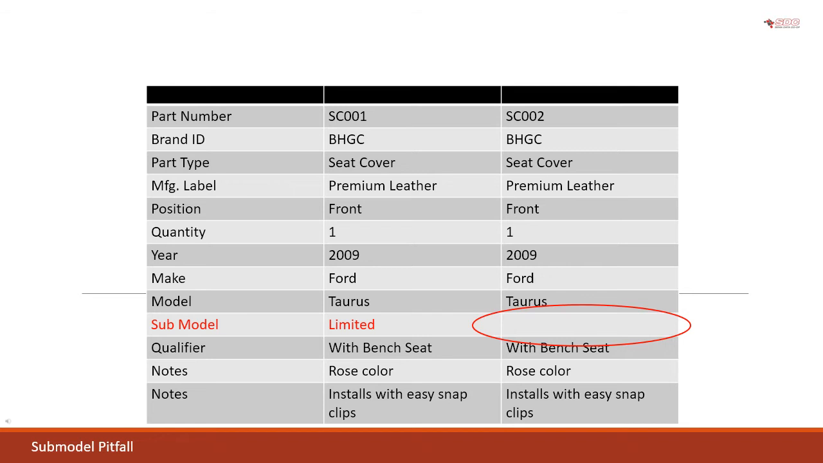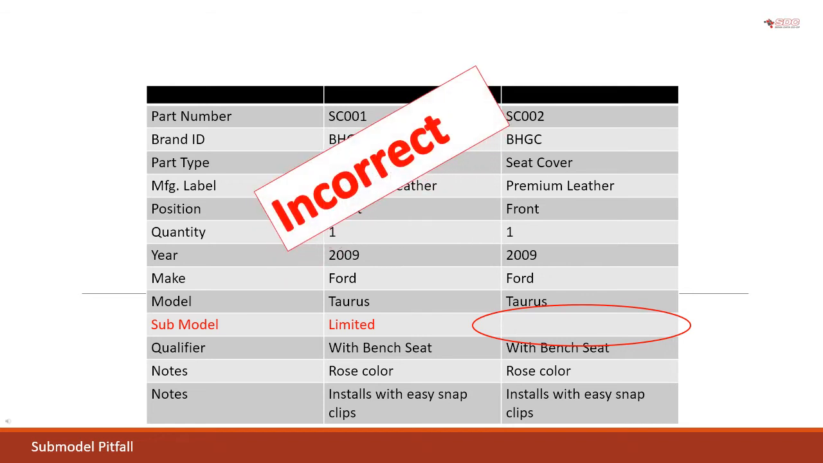Now, if we look down in red where it says submodel, the difference here is that only one of the part numbers fits the submodel limited, and then all of the other part numbers in the list are going to fit all other submodels. The pitfall here is that simply placing limited into the submodel field on just one of the part numbers is incorrect. Now the reason is that we don't want to leave the customer not really knowing if the other part will or will not fit his vehicle's submodel.